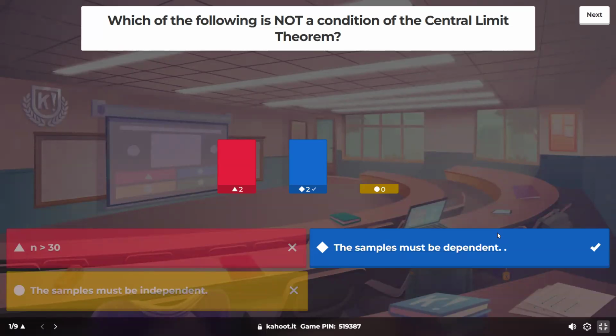I think what you're meaning for n greater than 30 is that if it's a normal population, then that's not necessarily required here. But the most in-your-face answer is that samples shouldn't be dependent. They should be independent.